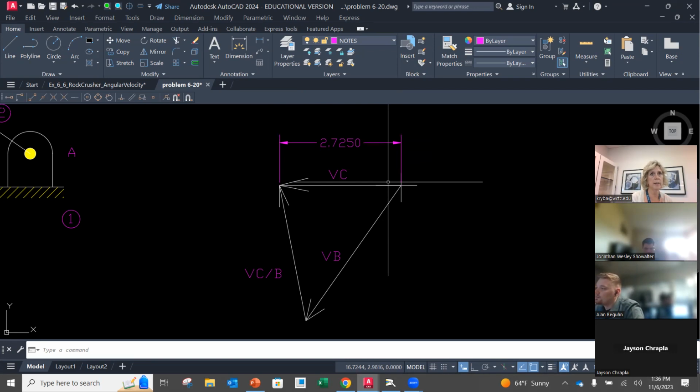But remember, we drew this to a scale, right? Instead of drawing the vector or the velocity of B at 371.69, we did it at 3.71. So the actual magnitude of velocity of C here is going to be what?